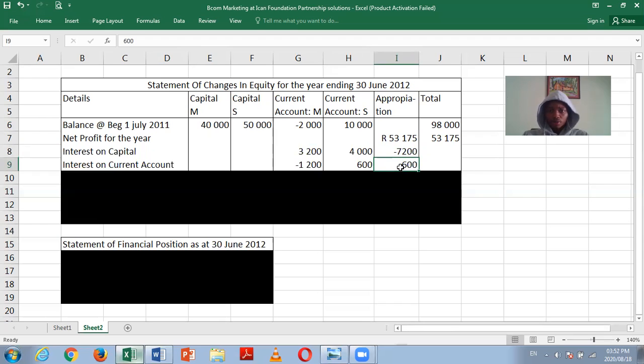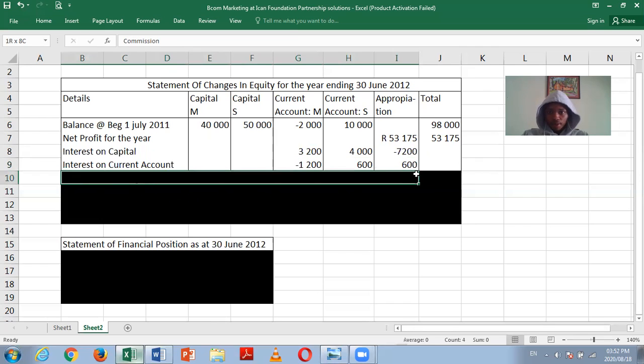on the appropriation account, on the debit side we had what? Expenses, and then on the credit side we had what? Income, right? So now at this point here, it means the income for the partner was greater than the expenses, and then the remaining figure is 600, right? Which is an income. Okay, and then we had what?